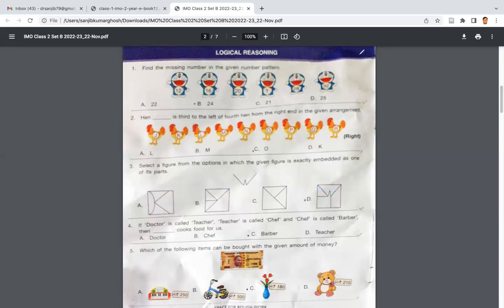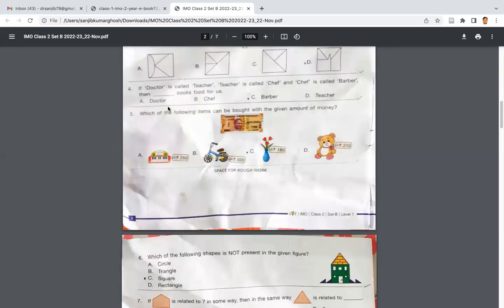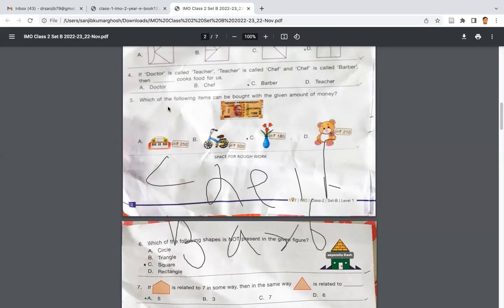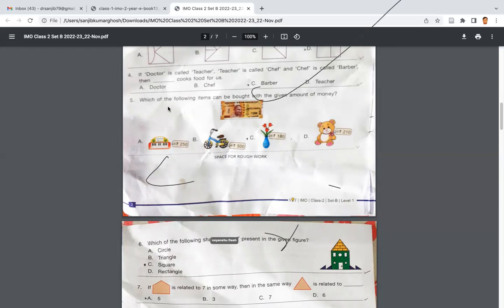Okay. Now, Shuanshu, tell me number four, Beta. The technical teacher is called barber. Okay, explain me your answer, Beta. Doctor called teacher, chief called barber. Okay, here is your barber. Who cooks food? Barber. Barber is correct. Because chief is equal to barber. So the correct answer is barber. Excellent, Beta. Very good.